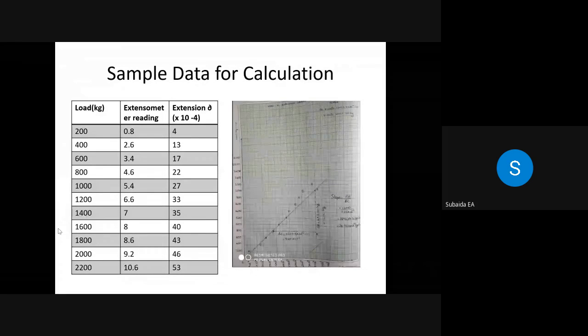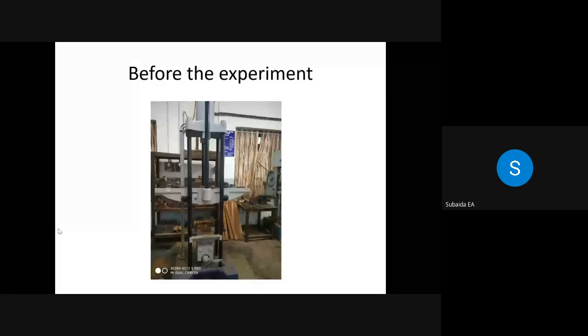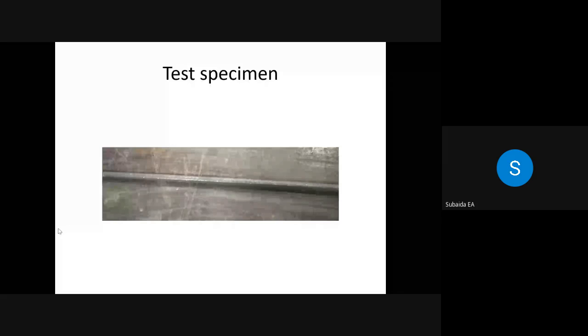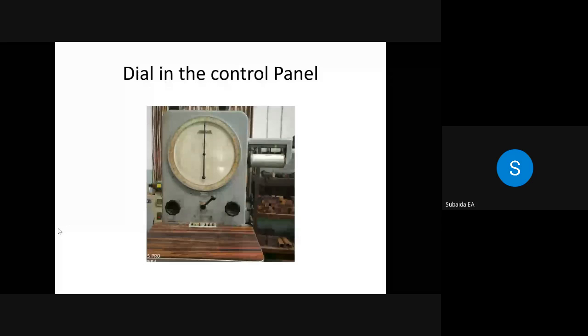Load here is marked as 200 kg, 400 kg, 600 kg, 800 kg, 1000 kg. That can be read directly from the loading dial. This dial has two needles. It is shown as one red needle. One is a dummy needle, because as the loading increases, it will go on increasing.